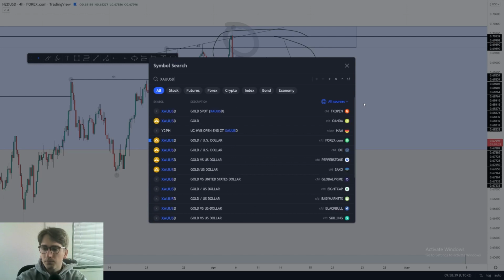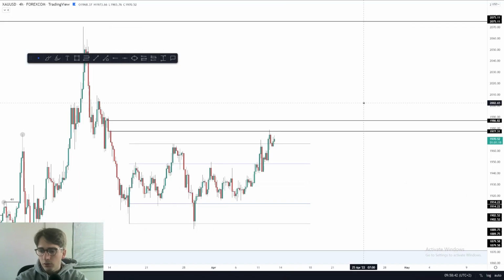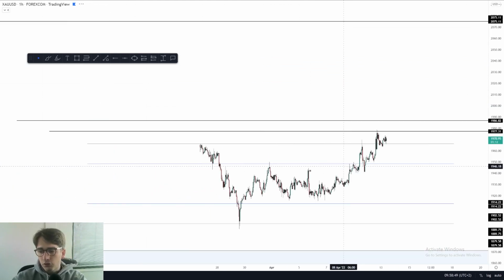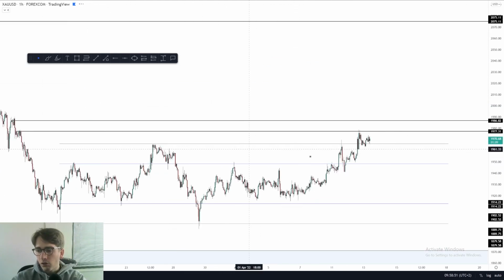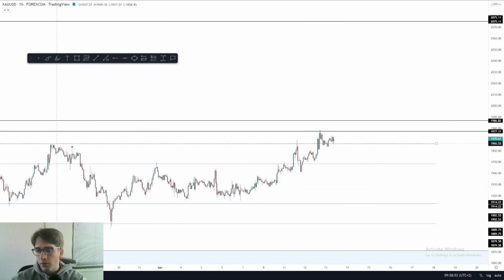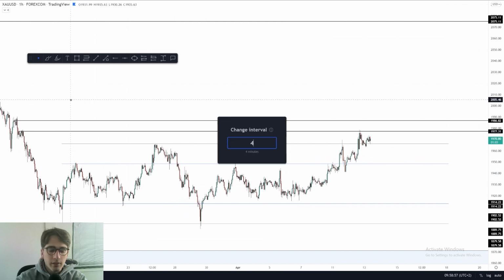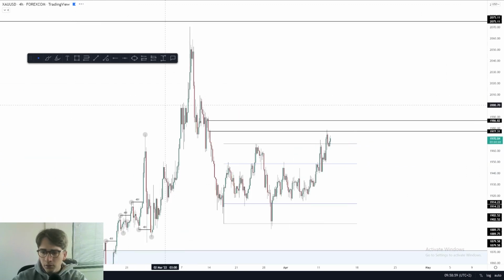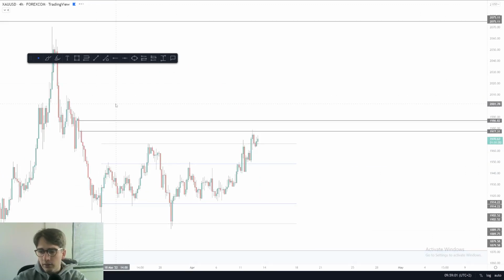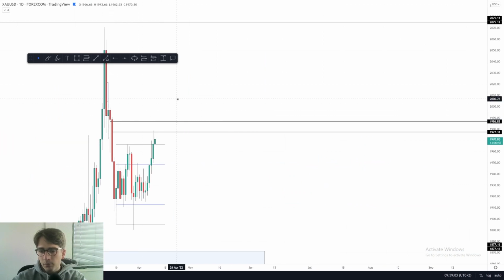Last of all, gold. I took a short yesterday and made some pips, nothing major. I was trying to trade the upper rejection of the range after a fakeout on the highs. As we can see at the moment, we're just reacting to this 4-hour supply zone over here, and on the daily we also have some supply located over there.